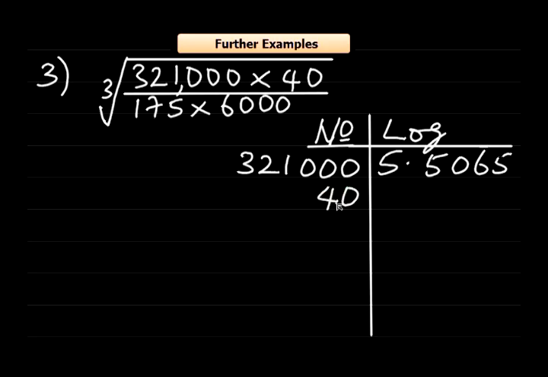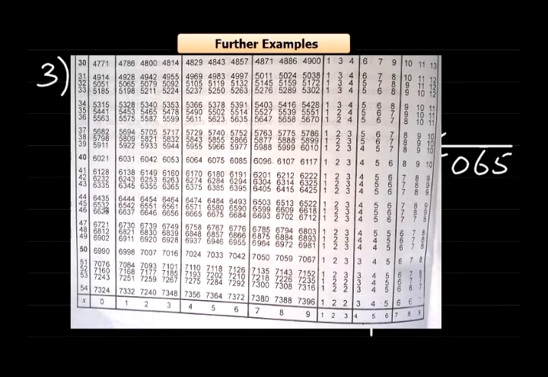Also we'll check the logarithm of 40. The log of 40 gives us the characteristic: you have 1, 2, minus 1, that's 1, point. Then check the log of 40. Checking the logarithm of 40, we have 40 under 0. 40 under 0 is 6021. That's it. 6021.